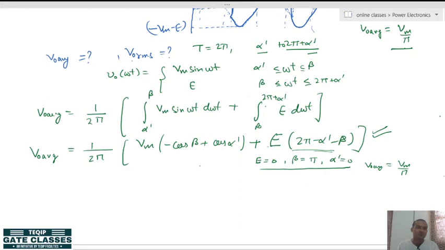A similar procedure applies for the RMS value also. So this is homework for you. Please calculate what is the RMS value in this circuit and write it in the comment section.